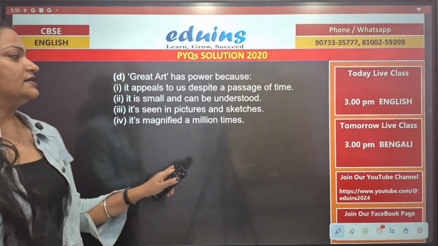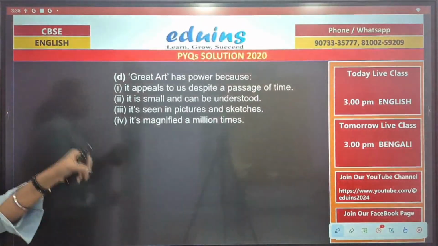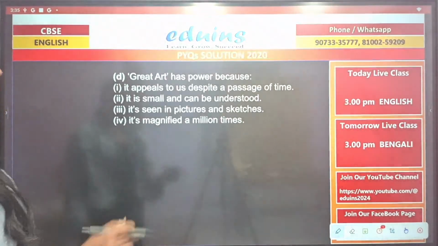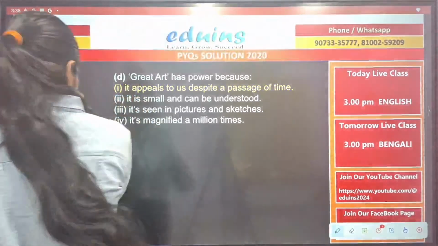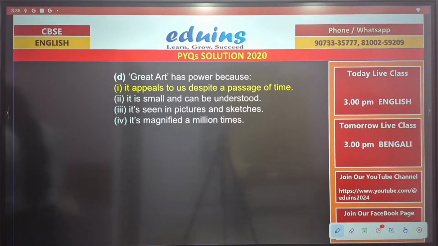So great art has a power because it appeals to us despite a passage of time; it is small and can be understood; it's seen in pictures and sketches; it's magnified a million times. And the correct answer is: it appeals to us despite a passage of time.